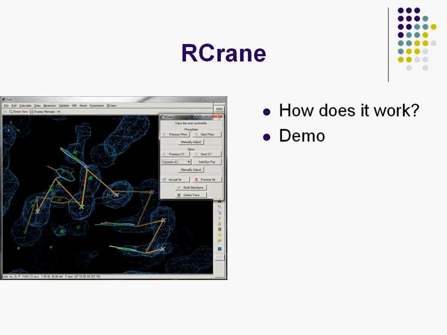As I mentioned, I'm going to be talking about RCrane. It's a Coot plugin for building RNA models into electron density. Before doing the demo, I just wanted to do a couple of slides showing you how RCrane works, to give people an idea of what's going on behind the scenes with the plugin. Hopefully people use it and figure out what it's doing.